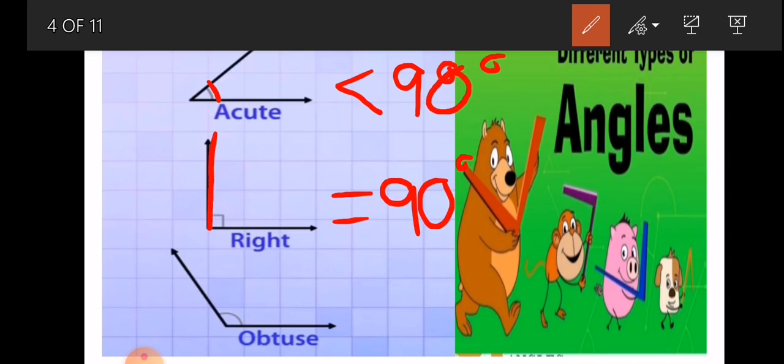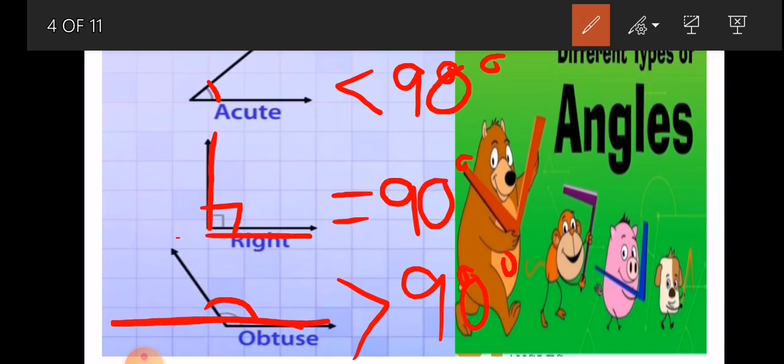When I have this line perpendicular to this line, this angle we call a right angle. Obtuse. What is the meaning of obtuse? Obtuse means it's greater. Greater than what? Greater than the right angle, so greater than 90. So now the acute is less than 90 but greater than 0. The right is exactly 90, and I have one line perpendicular to the other line. Then obtuse means it's greater than 90 and less than 180, because 180 means it will be straight like this. This is the 180.